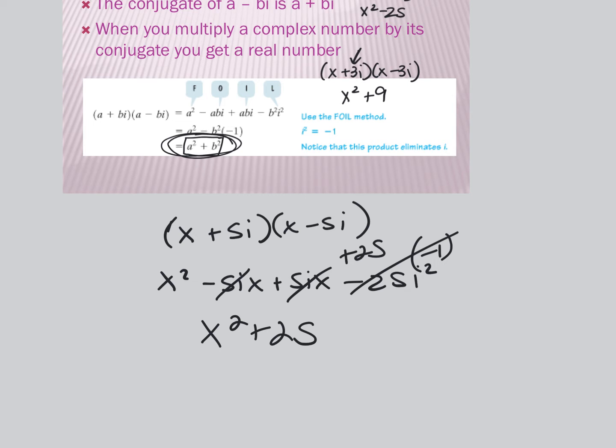It's a squared plus b squared. It's just confusing because with regular, if the i is not there, it's a minus, and if the i is there, it's a plus.